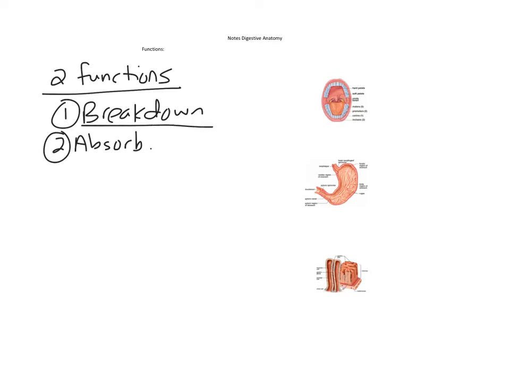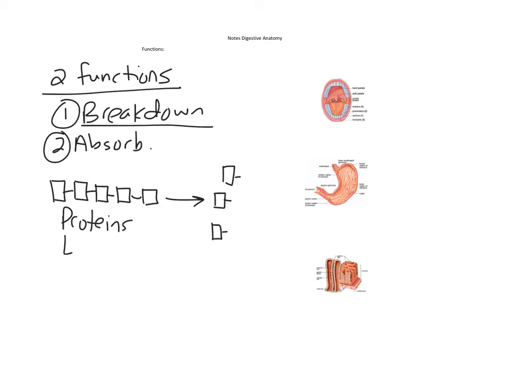So breakdown really, when you eat, even though you're grinding things up, at the molecular level it's very big. And we need to be able to make them smaller. So we have to take large molecules and turn them into smaller molecules. So what are the large molecules that we eat? Well, when we look at the molecular level, we're looking at proteins, lipids, carbos, and nucleic acids.